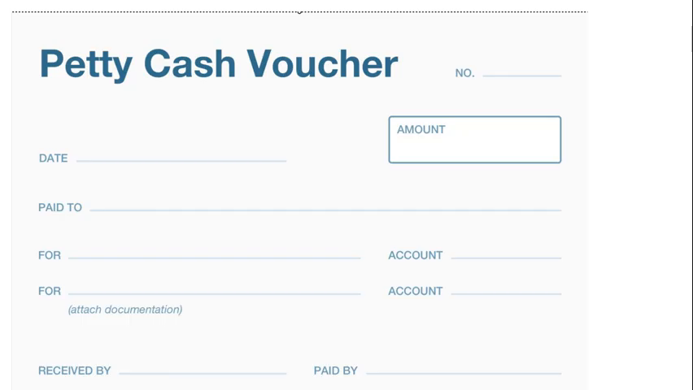And then we see the "for." So what is it that they're doing these petty cash transactions for? Is there a certain account that money comes from? And then who is it that is tracking that account?